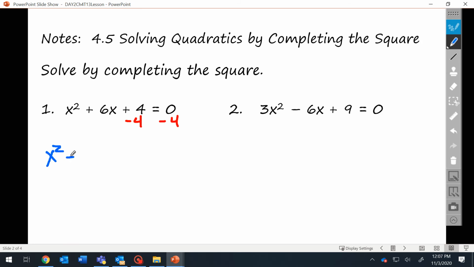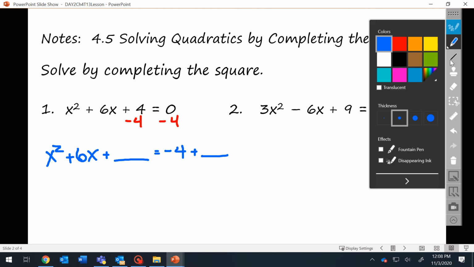On the left side we have x squared plus 6x. Now on the left side I do want to create a perfect square trinomial. Now that the negative 4 is on the other side, I want to find the number that goes here that will allow me to factor this into a perfect square trinomial. But if I add a number on this side, I have to add that same number on the other side. So when the negative 4 goes to the other side, I do need to add a blank here.